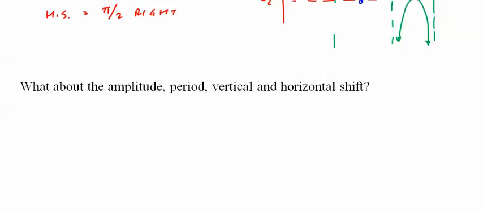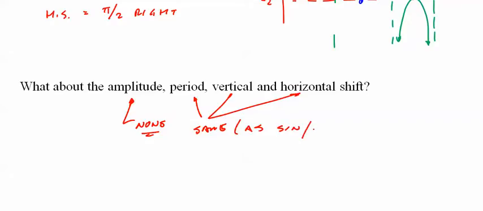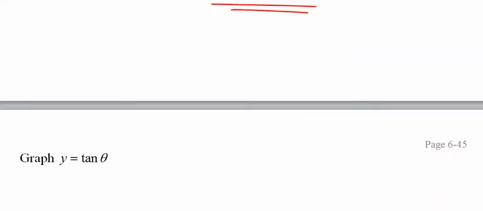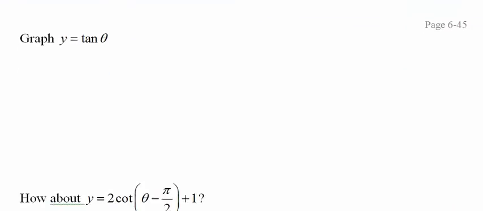Alright? Nearly forgot. Amplitude is none. Same. Same as sine or cosine. We explained the amplitude cannot be written. Y equals tangent of x. Tricky. I'll come back and do my amplitude, period, vertical shift, horizontal shift in a second.